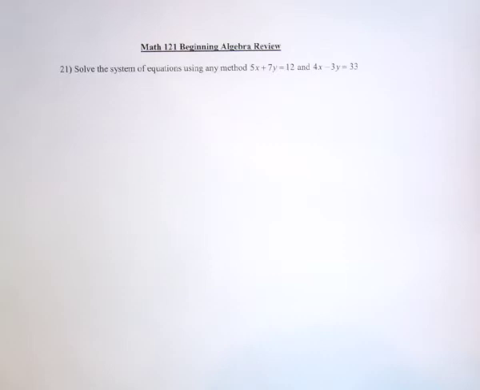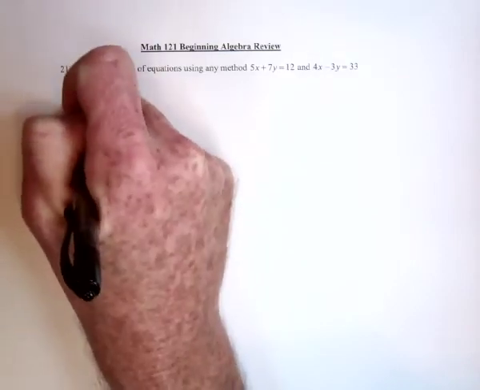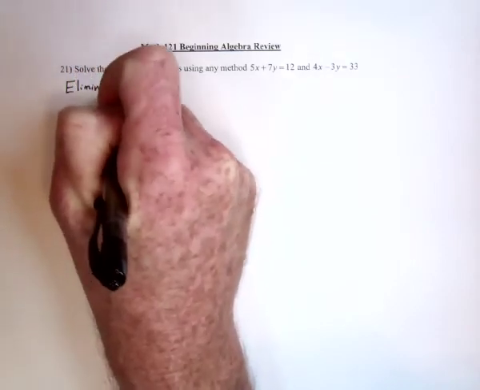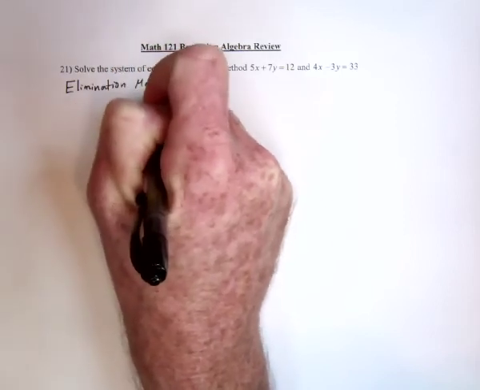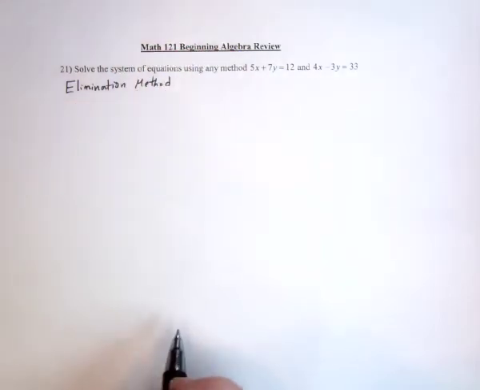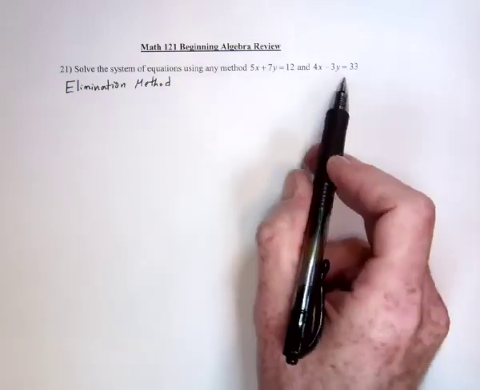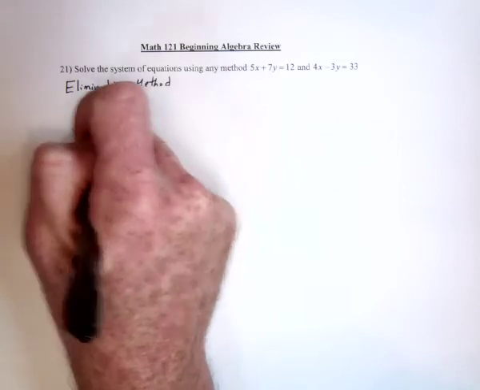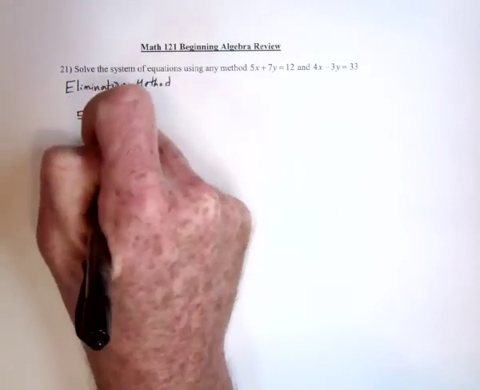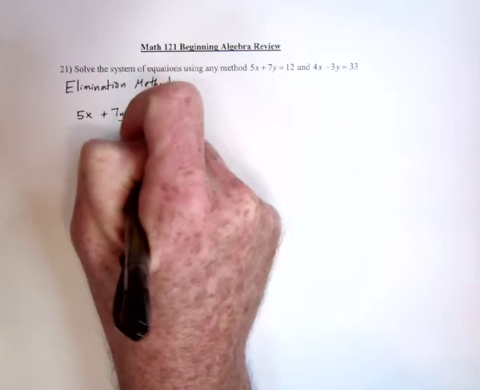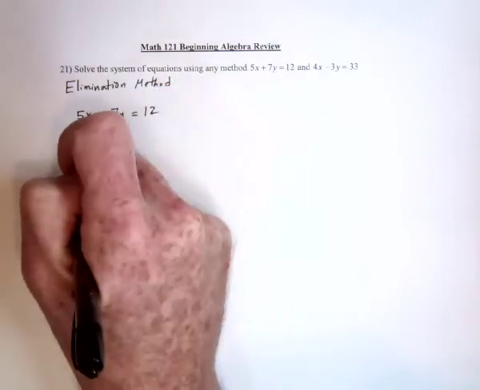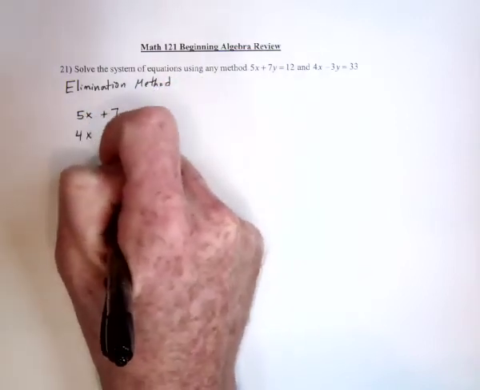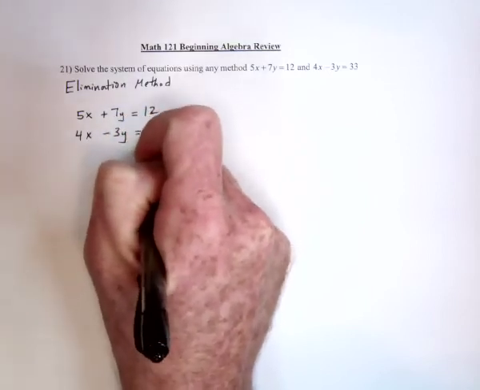Another way we could do it is either the substitution or elimination method. I think I'm going to use elimination. So with this, what I do is, first of all, instead of having them side by side, I put one on top and the other one below it. So I've got 5x plus 7y equals 12. 4x minus 3y is equal to 33.